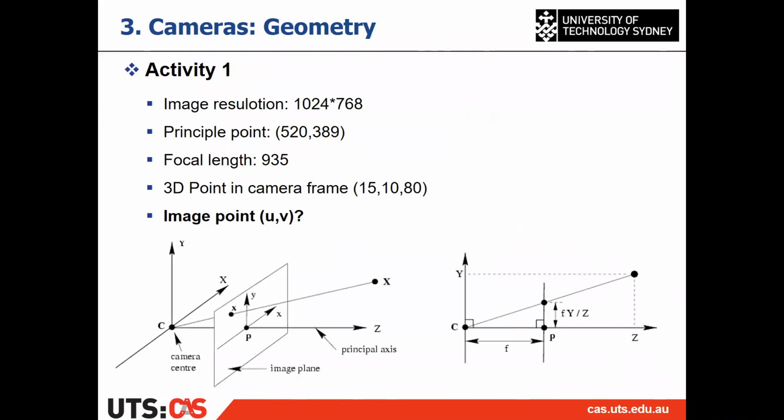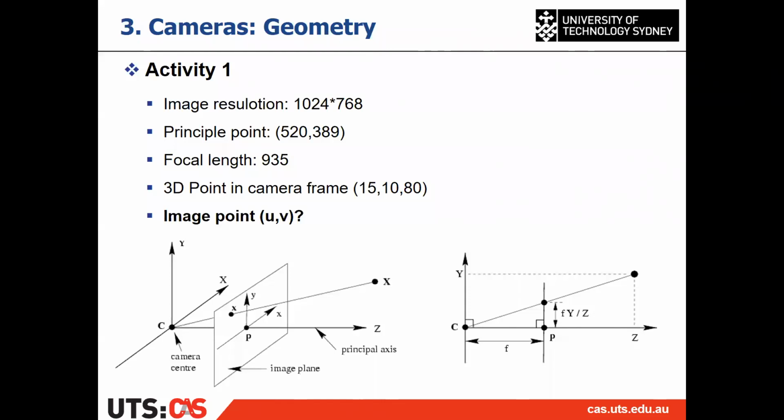Try to do it by yourself and make sure you know how to do it. Activity one: we have an image with resolution 1024 times 768, and the principal point is 520 and 389. You have a focal length of 935. If we have a 3D point in the camera coordinate frame, which is 15, 10, and 80, calculate the image point U and V.